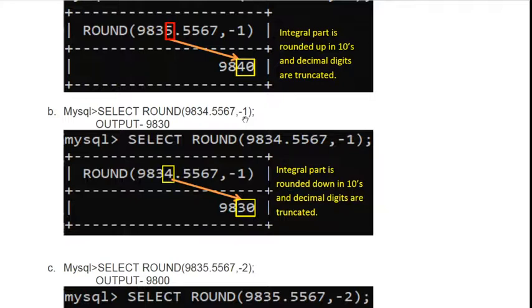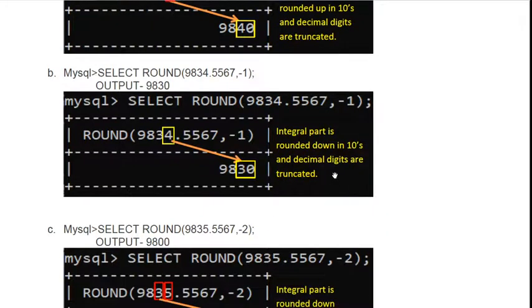Okay. Now see another example. Select round minus 1. This value is 4. That's why there is no change in the previous digit. Here in this example, there is a change in the previous digit. It is rounded due to this number being 5. So it is rounded in 10. It is 30 or 40. If it is 5 or more, then it will be 40. And if it is less than 5, then it will be 30. Okay, that's why I'm telling you it is rounded in tens. Either 30 or 40.